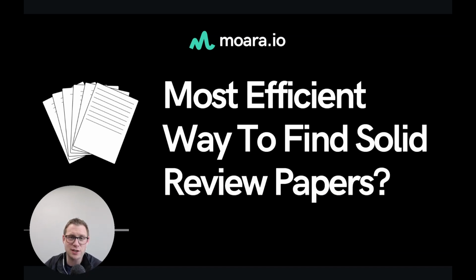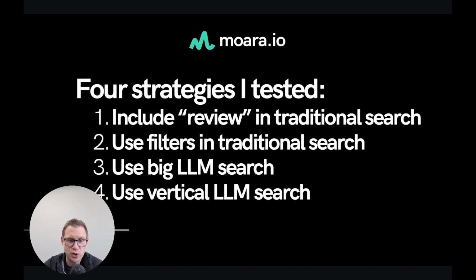The question comes down to how to best find them, and this is something I didn't really know the answer to, so I went through some tests. The 4 strategies I tested were, first, including "review" in quotes in traditional search, i.e. Google Scholar search. The second was using filters in traditional search, again Google Scholar. There's actually a filter you can use that specifically ring-fences review papers. That's going to be your search when you check off that filter. The third was using the big LLMs for search, like Claude, that's the example, and then using a vertical LLM for search. In this case, I talked through Undermind.